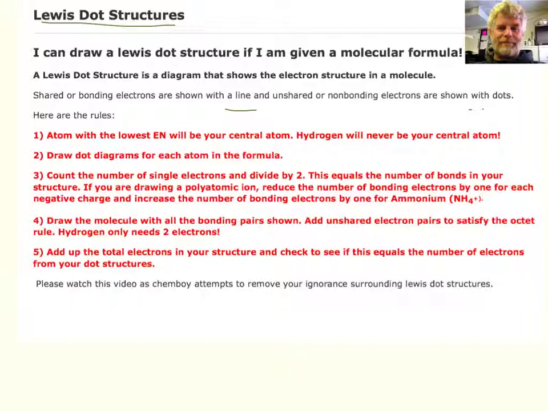So here are the rules. There are 5 short rules, and what I'm going to do is to go through this and then we'll apply it in some examples later. The atom with the lowest electronegativity is going to be our central atom, always. And hydrogen is never going to be a central atom. Hydrogen can only make one bond, and so we can't put it in the middle of a molecule.